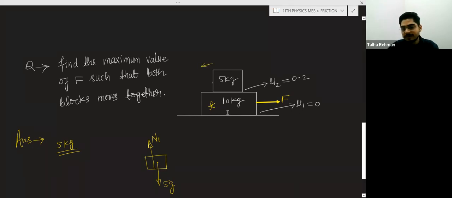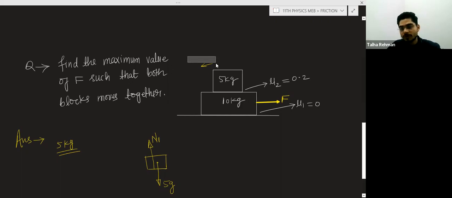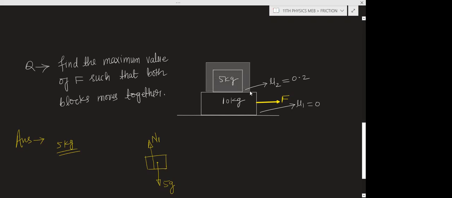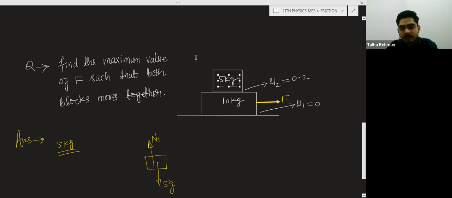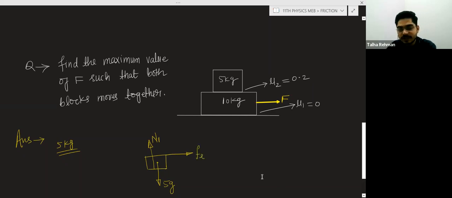It will only be seen when you are on the 10 kg block. That is why I am saying with respect to the 10 kg block. With respect to the 10 kg block, this block is going in the backward direction. Due to that, this surface opposes the motion of this block and applies a force in this direction. That is the limiting friction force. Friction force will be in this direction.